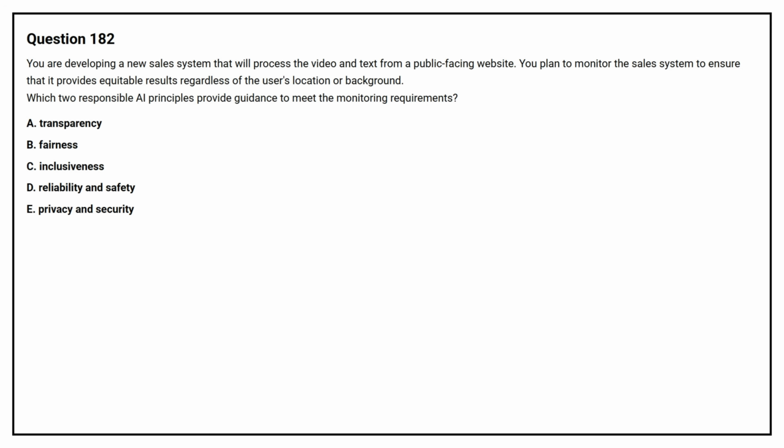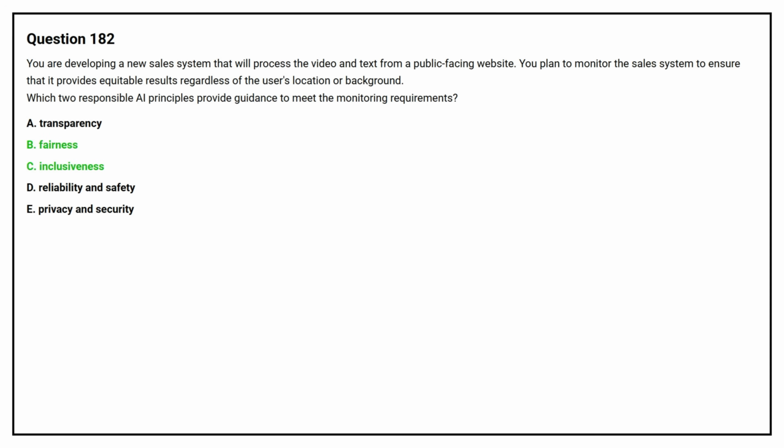Option A, transparency. Option B, fairness. Option C, inclusiveness. Option D, reliability and safety. Option E, privacy and security.